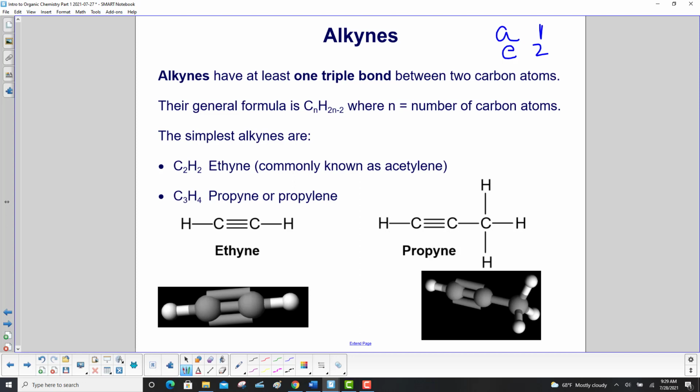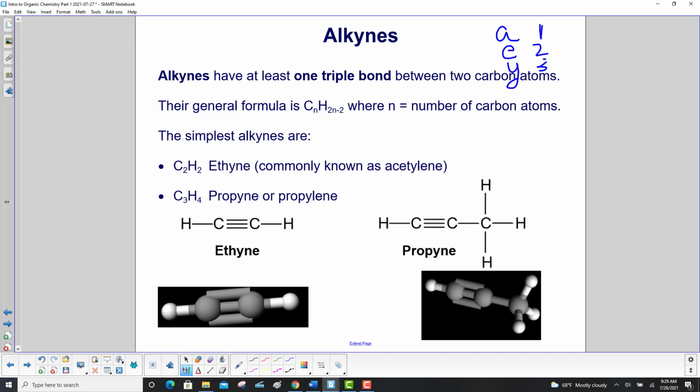And now we get to alkynes, which is Y, and that has at least one triple bond. So they kind of go in alphabetical order there with the suffix. Might help you remember it. The general formula is CnH2n-2, where n is the number of carbon atoms.